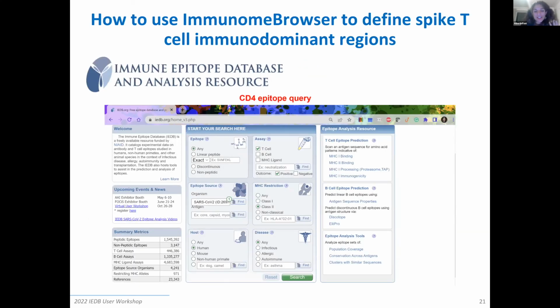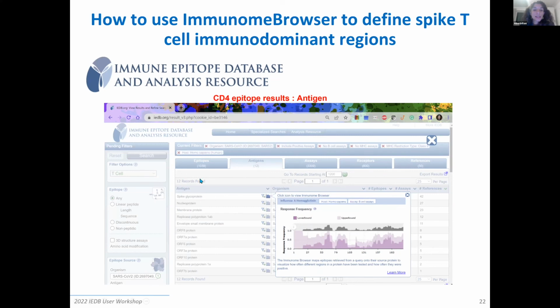how can you essentially recreate the same type of graph that I just showed you? I'm not going to spend much time on the CD4 query. You know the deal. The difference is that now you want to select SARS-CoV-2 as an organism.